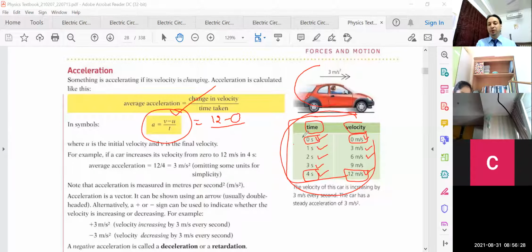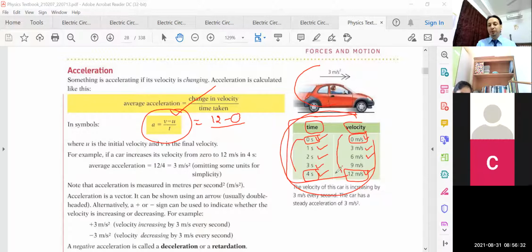What is the time taken to reach from 0 meter per second to 12 meter per second, this speed? The time taken is 4 minus 0, that equals 4 seconds. Divide, actually, along the numerator we have the velocity term whose unit is meter per second. In the denominator, I have time whose unit is seconds. Now 12 divided by 4 is 3, and then you will get 3.